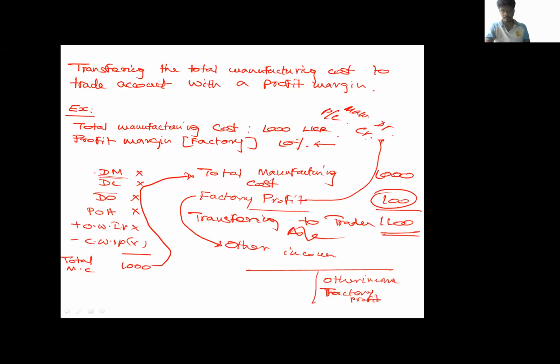Got the point? So if we add a factory profit and continue preparing the figures, in the income statement it should be shown under other income. If we are adding a factory profit, we should add that to the manufacturing cost. Then total cost we are transferring to a trade account. That profit we should mention under the other income.